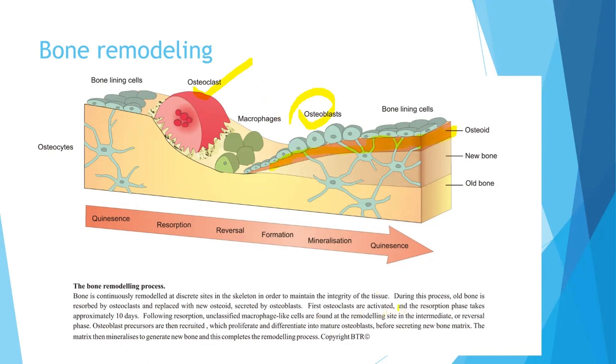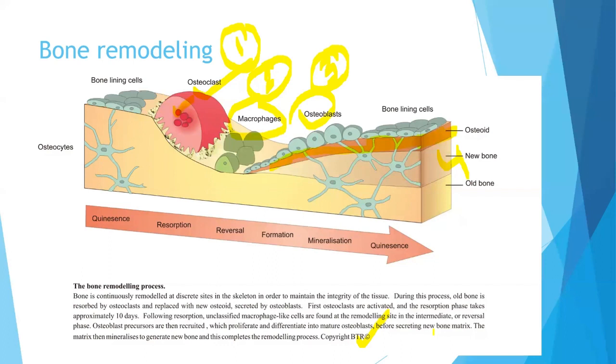First the osteoclast is activated and the resorption phase takes place for approximately 10 days. Following the resorption, unclassified macrophage-like cells, these ones, are found at the remodeling site in the intermediate or reversal phase. That is number two. Now, osteoblast precursors are then recruited. Number three, which proliferate and differentiate into the mature osteoblast before secreting the new bone matrix. Now, this is the new bone matrix. The matrix then mineralizes to generate the new bone, and this completes the remodeling process.